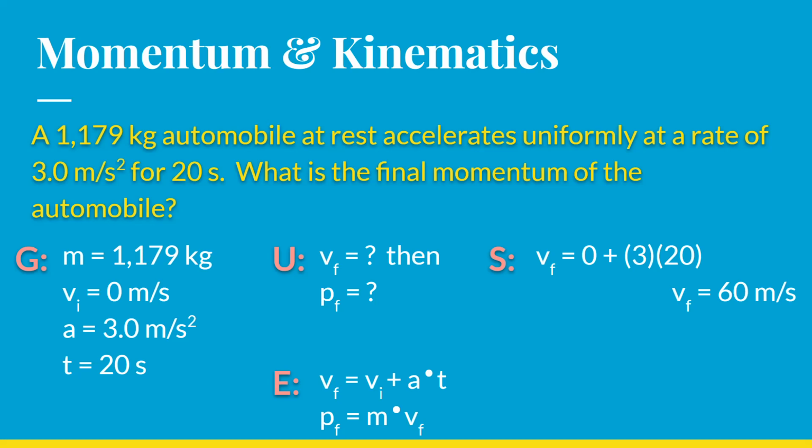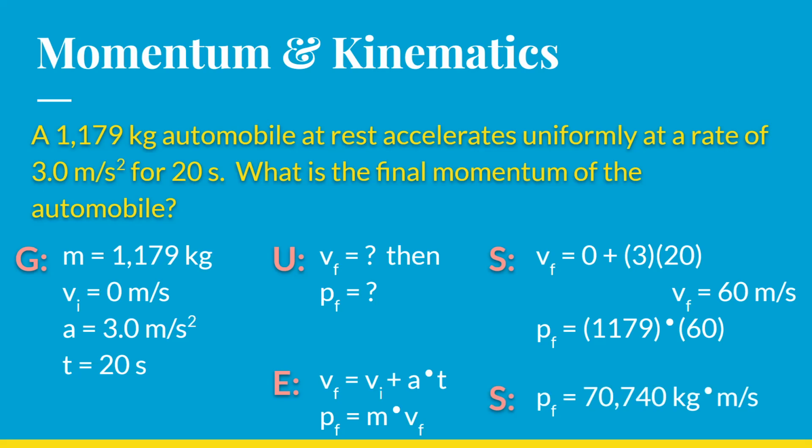Now that we have a final velocity, we can go ahead and plug that into the momentum equation. Final momentum equals mass times final velocity. Since we're looking for the final momentum, we're of course going to use the final velocity to find it. The mass again was 1,179. The final velocity that I found just a moment ago is 60. All we have to do is multiply, and when you multiply those values together, you get 70,740, and my units will be kilogram meters per second. Kilograms times meters per second.